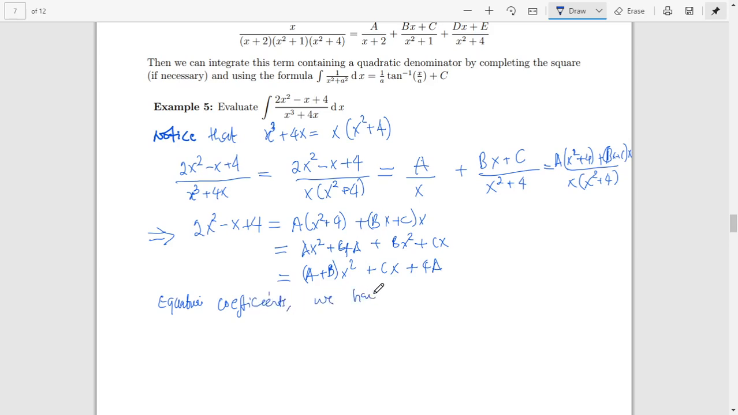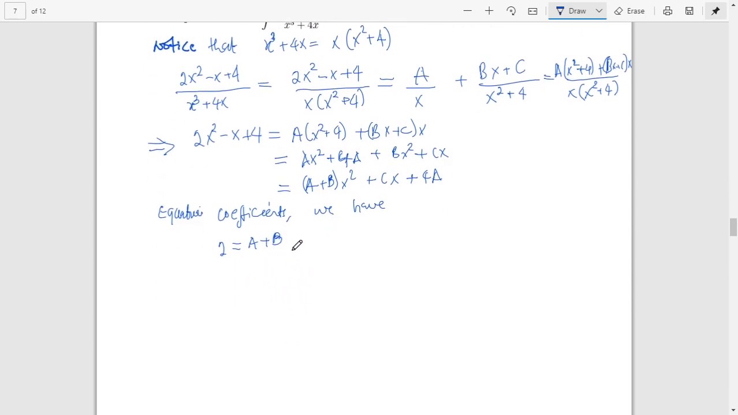We have that 2 is equal to a plus b. This will be the first equation. The second equation, -1, which is the coefficient of x, is equal to c. And the third one is 4, the constant is equal to 4a. So basically we found our c and our a is equal to 1.